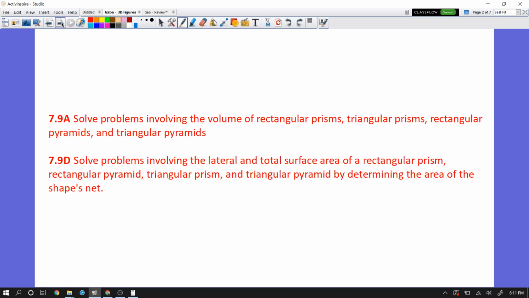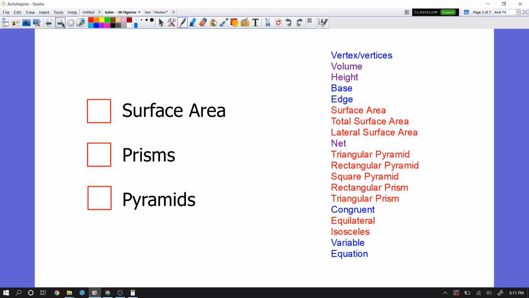So solve problems involving volume of rectangular prisms, rectangular pyramids, and triangular pyramids. So what I heard there was vocabulary, vocabulary, vocabulary. Solve problems involving the lateral and total surface area of a rectangular prism and rectangular pyramid, by determining the area of the shape's vocabulary. So there's a whole bunch of new vocabulary.